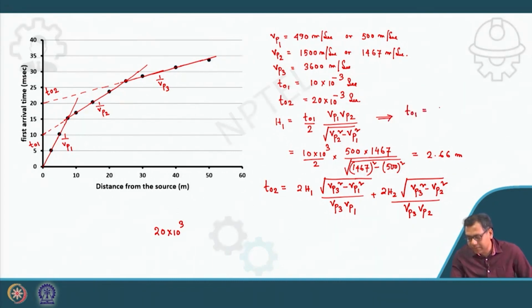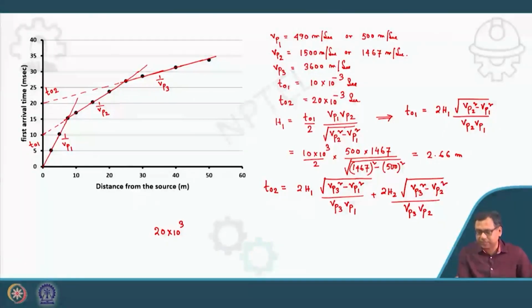T01 is equal to 2H1 into root over Vp2 square minus Vp1 square divided by Vp2 Vp1. So this is actually T01. From here directly you will get the H1 expression. Either you put it here and get the H1, or you can put the T01 directly in the H1 expression, you will get the same result.